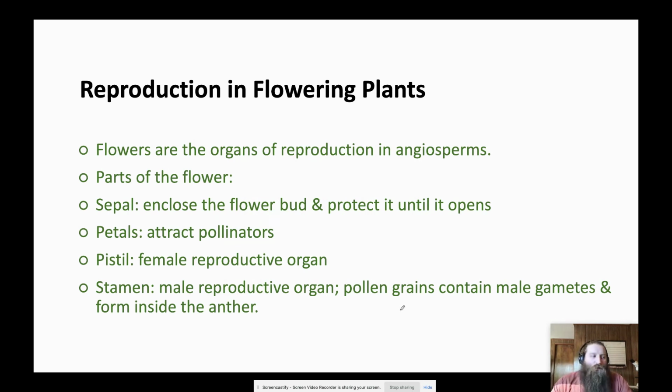Now, in flowering plants, the last one here that we're really going to look at, we have the flowers.